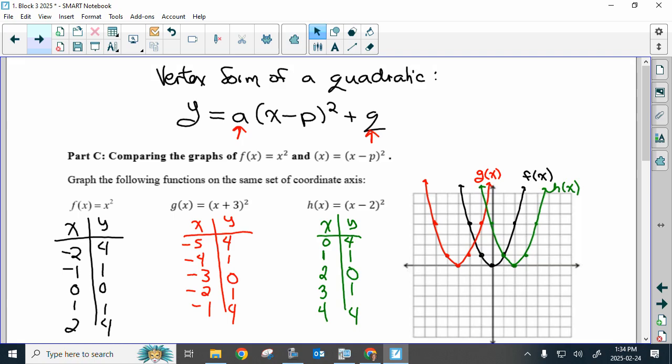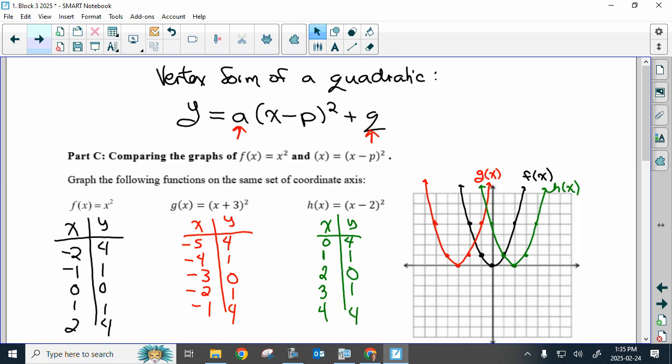Guys, what do you think parameter P is? How would you describe it? Okay, so parameter P is actually directly attached to the x inside brackets, and then that function gets squared. So this was (x + 3) squared, but then we ended up getting this red graph. How would you describe the change from f(x) to g(x)? What happened?